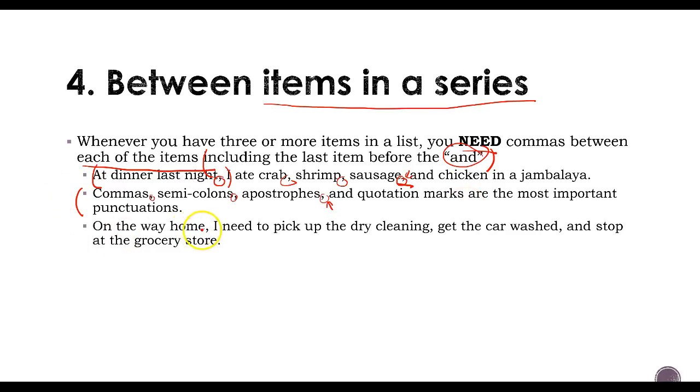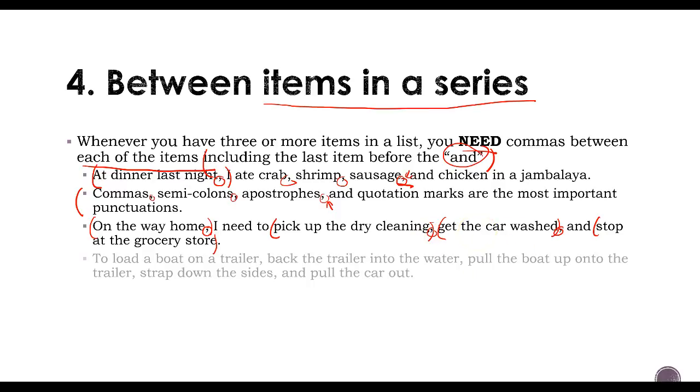Here's another one. On the way home, so again we need this comma because we have another introductory phrase here. On the way home, I need to pick up the dry cleaning, get the car washed, and stop at the grocery store. So in this one, we don't have single items like we did with these two. We have longer phrases in a list. So we have several things that this person needs to do on the way home. Pick up the dry cleaning, get the car washed, and stop at the grocery store. So you always want to make sure when you're using a series that you're putting the commas between each of the items in the series.